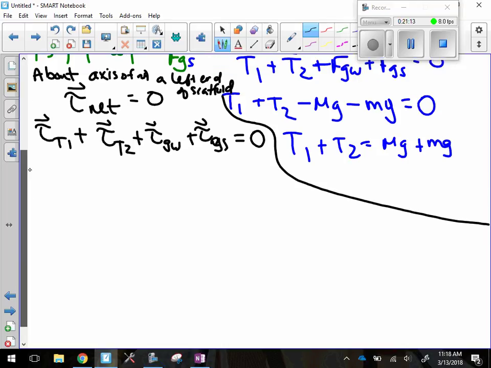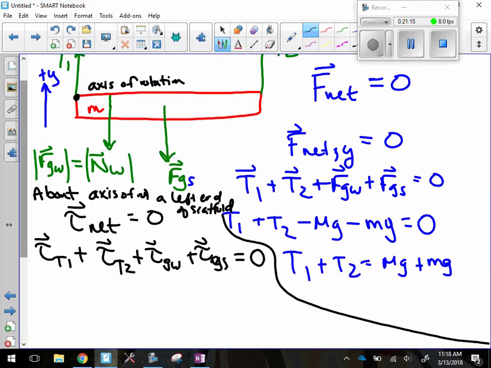Actually, we're still going to need the picture. Because remember, do you get to choose which way is positive or negative when you're dealing with torques? No, which way is positive? Counterclockwise. Remember, when you're trying to figure out if a torque is positive or negative, think about it as a string that pulls whatever your object is around that axis of rotation.